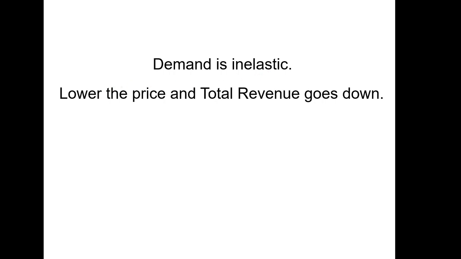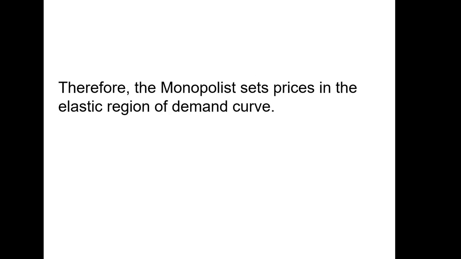So what does a monopolist have to do in order to sell another unit? In order to sell another unit, the monopolist must lower their price. Knowing that, we would make the argument that you would never lower the price in the inelastic range. So the monopolist has to set his price in the elastic range of the demand curve. Okay? Monopolist is setting the price in the elastic range of the demand curve.